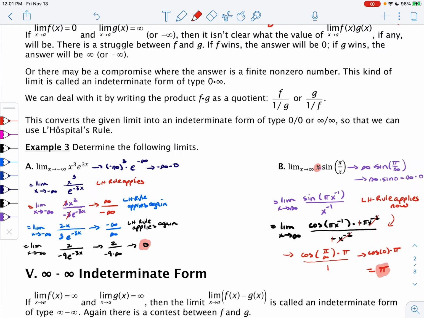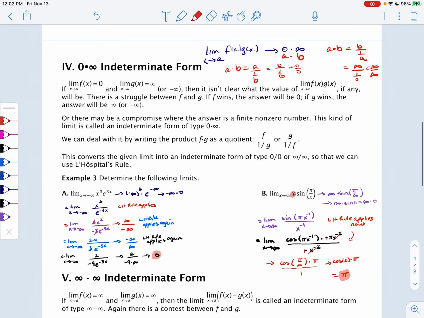All right. So that does it for part A of indeterminate products. What's next is indeterminate differences. So I will see you in the next video.